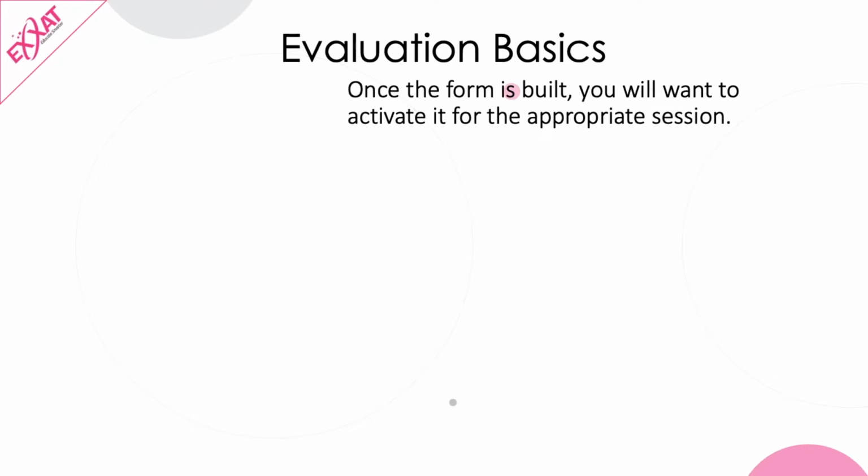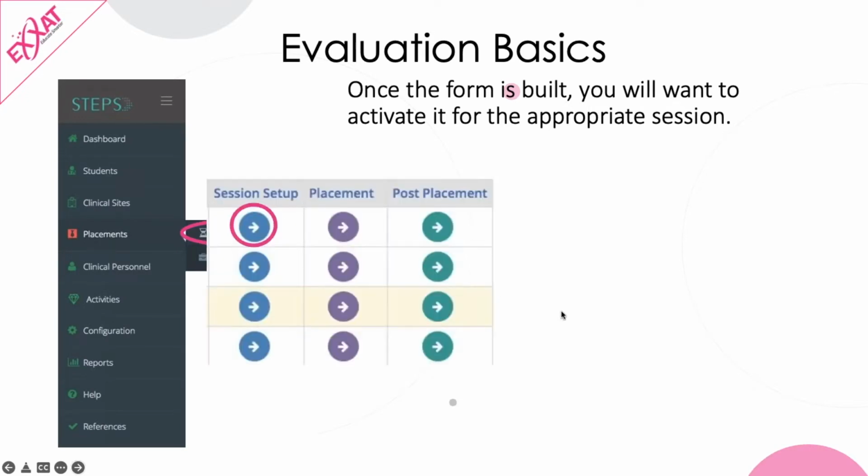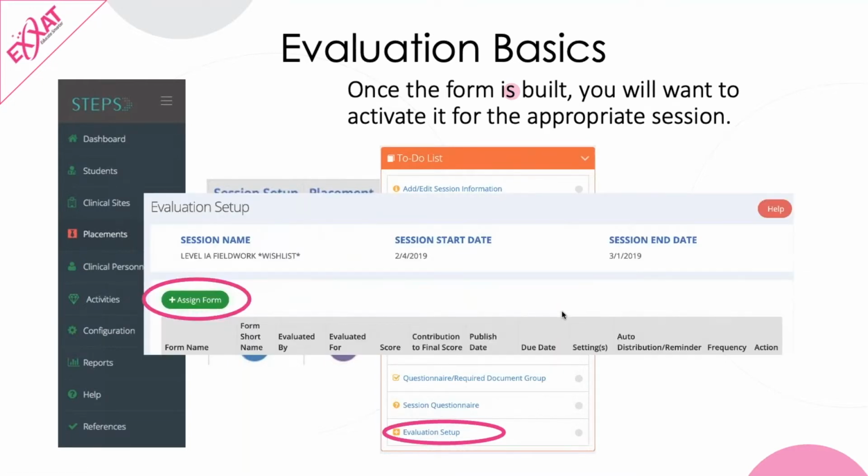So you have your SEFWE built now, and you have a level 1A coming up, and you need to activate it for it. So how are you going to do that? You're going to go first to placements by session. Okay. So you're going to go to placements by session, and then you're going to find that session and go to session setup. Then in the to-do list on the right, you're going to go ahead and click on evaluation setup. Then on that next page, you're going to click assign form.